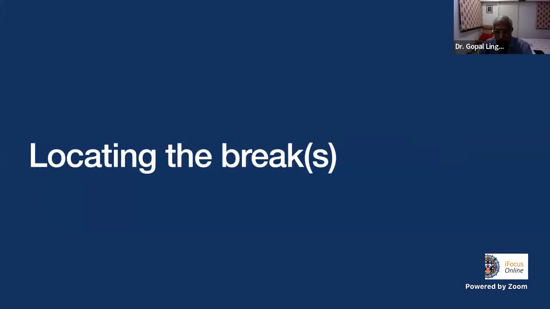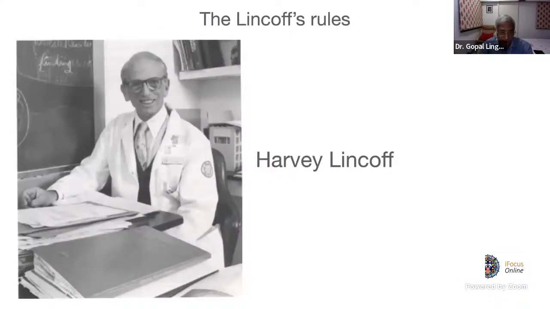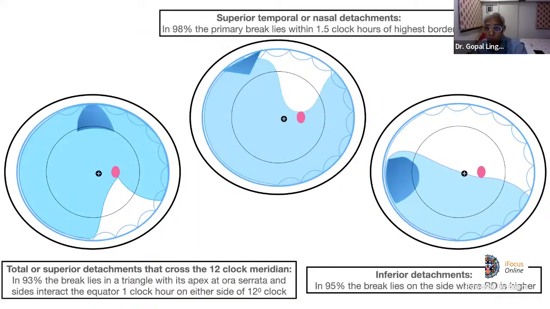So now coming to the management, first we need to locate the break. Harvey-Linkoff has given us certain guidelines as to where to look to identify a retinal break. A large break anybody can identify. Tiny breaks in the presence of a hazy media, early cataract, or a little bit of vitreous hemorrhage can make it difficult for us to locate a break. That is where Linkoff's rules will be very, very useful.